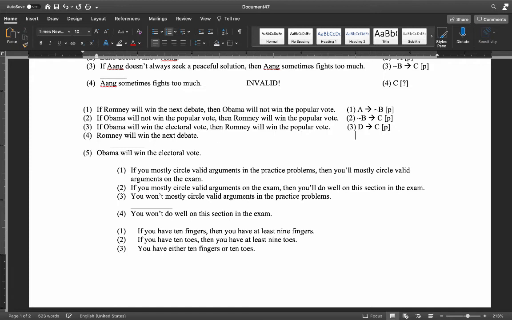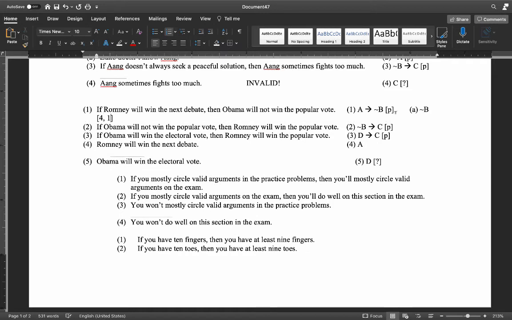And now we come down to the next one, Romney will win the debate. And let's look back up to see where we had Romney will win the debate. That was the very first thing, so that's A. And the question is, does it follow from all that that Obama will win the electoral vote? And Obama will win the electoral vote was D, so does D follow? We have A, right? And we have A gives us not B. So we can draw a conclusion. We can conclude that B is wrong because we know A and we know A tells us B is wrong. So that's a conclusion from 4 and 1.